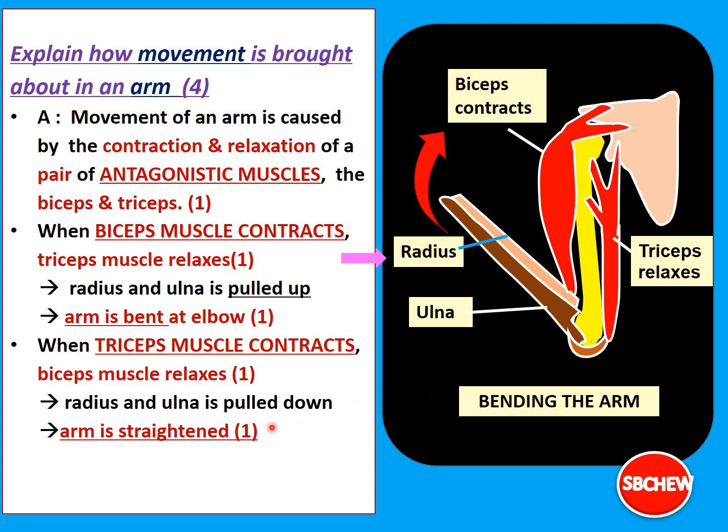To get 4 marks, you can see here the allocation of marks. Antagonistic muscles are biceps and triceps, 1 mark. Biceps muscle contracts, the arm is bent at the elbow, and for extra marks, the radius and ulna are pulled up. Triceps contracts, this is the second stage, to straighten the arm. Biceps muscle relaxes, radius and ulna are pulled downwards this time, and the arm is straightened.